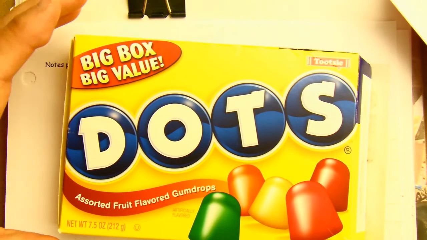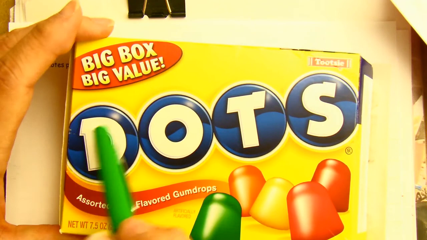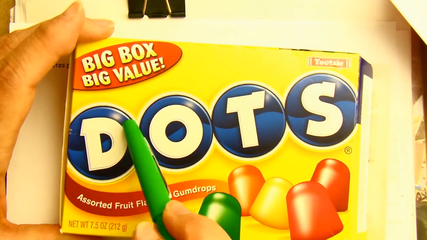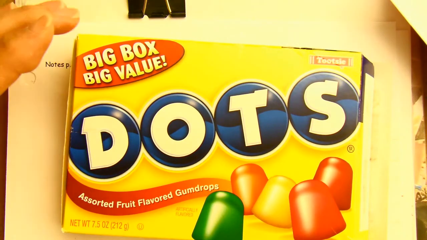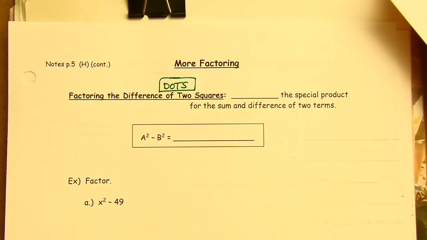But Dots is a candy. If there was a candy called Sots, I don't know if I would like that because it reminds me of socks. So that's pretty gross. So again, that's the trick to help you remember that it's only the difference of two squares that can be factored, never the sum.